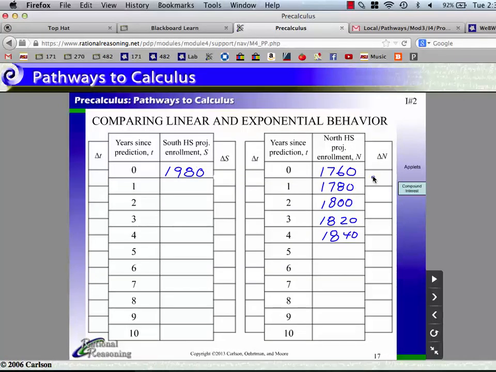All right, so how is the enrollment changing? So what's the change in N? 20, right? And then what about the next year? You always go up 20, right? And how is the years increasing? By one each time. So look what we have. Well, let's come back to this.